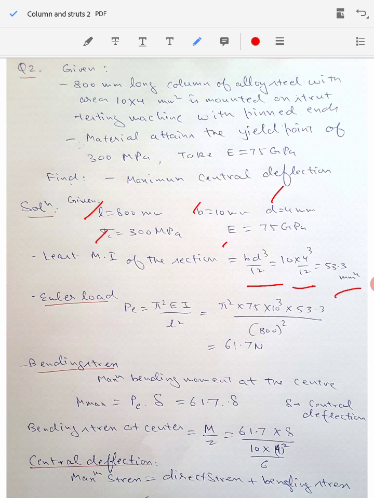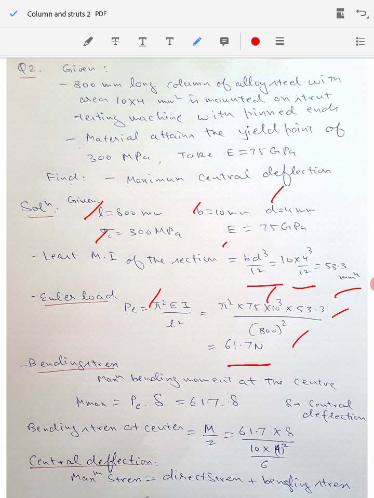Then we calculate the Euler's load by using the Euler formula: pi squared EI by L squared. Equivalent length is equal to small l because it is a hinged end. You substitute the value of E, you substitute the value of I that you have just calculated, and the length of the column, and you calculate the Euler's load as 61.7 Newton.